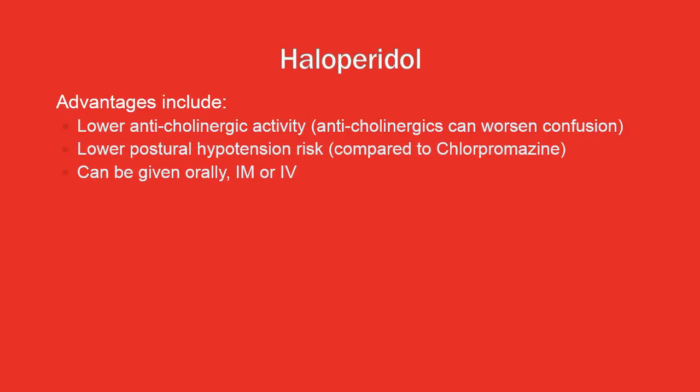Advantages of haloperidol include lower anticholinergic activity compared to some of the other older antipsychotics. Anticholinergic activity can worsen confusion. It has a lower risk of postural hypotension compared to chlorpromazine, and haloperidol can be given both orally and parenterally.